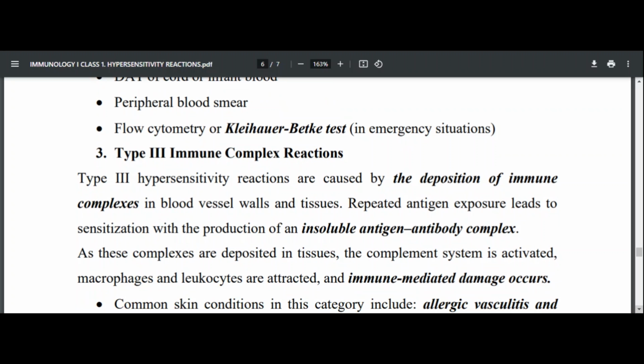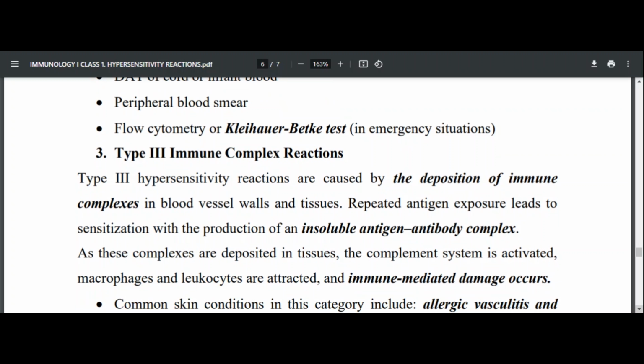So as these complexes are deposited in tissues, the complement system is then activated, and macrophages and leukocytes are attracted and immune-mediated damage occurs. So this is actually what happens in glomerulonephritis, which affects, of course, the kidneys, and also vasculitis. Vasculitis affects blood vessels.